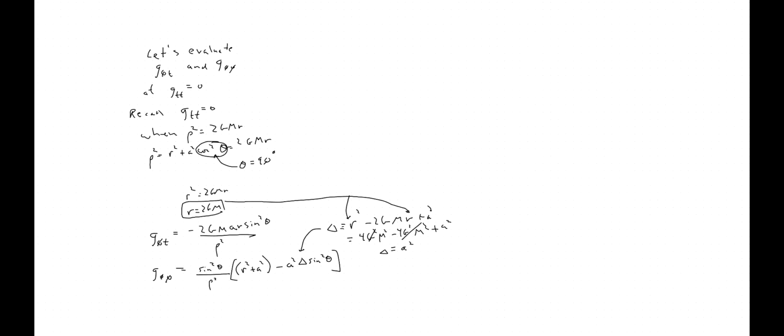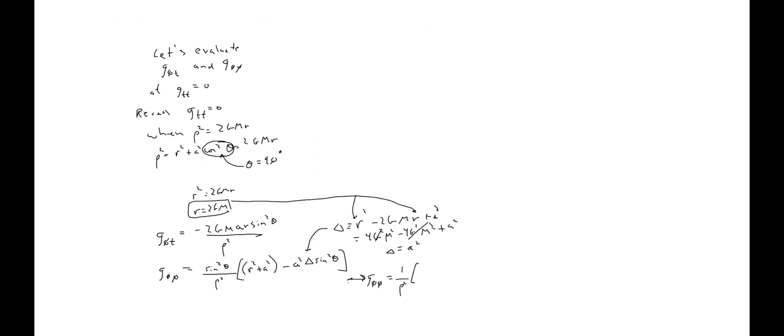And then our angle is 90 degrees, so this goes to 1. So this G phi phi becomes 1 over rho squared times r, and this guy comes in squared. I forgot that squared, sorry about that. Let's put in our value for this as well. So the r squared is going to be 4 G squared M squared plus a squared, minus, and this delta here is a squared, so there's another a squared in front, so this is a to the 4th. That makes sense?